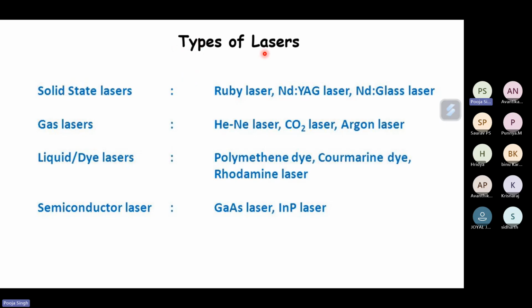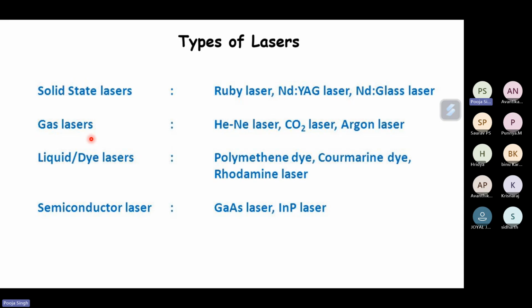Okay, so there are different types of laser: the solid state laser, gas laser, liquid dye laser, semiconductor laser. Also now they have explored semiconductor laser. Okay, so in the solid state laser, you will have ruby laser, neodymium YAG laser, neodymium glass laser also. And in the gas laser, it is made up of argon, neon, helium neon, inert gases. And CO2 laser is very important, I can say.